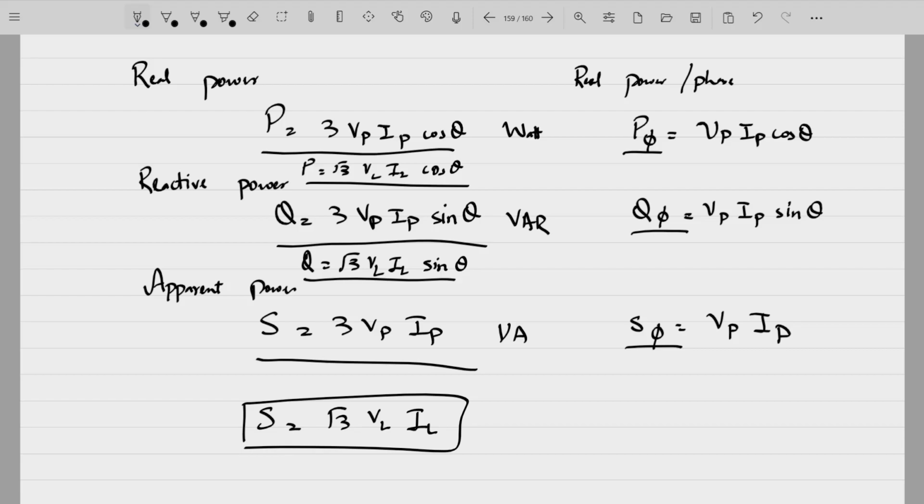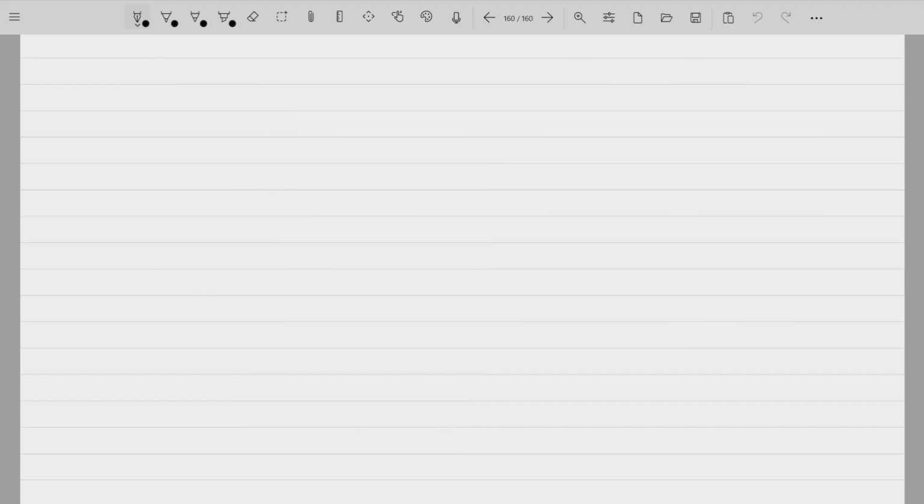root 3. In that case, VP and VL will be the same. In case of a star connection, IP and IL will be the same. So either of the two quantities, whether it is voltage or current, will be divided by root 3. So 3 divided by root 3 gives you root 3 times, for either a star connection or a delta connection. It doesn't matter. So if we have been given the quantities in line voltage instead of phase voltage.